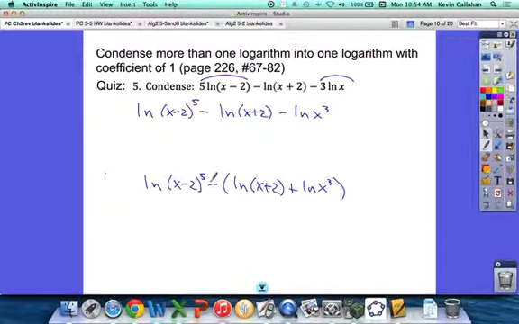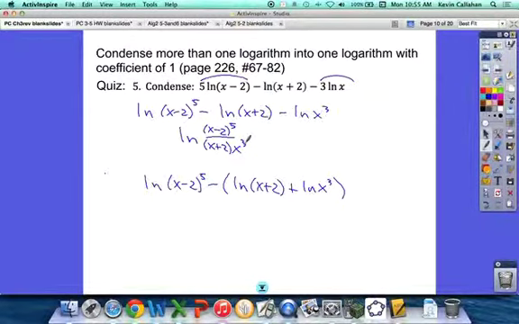Once you've got all these logarithms, remember what I said. Remember, you're writing one logarithm now, not more than one logarithm. ln, right? There's going to be a fraction inside. Everything inside a logarithm that is positive goes in the numerator: x minus 2 to the fifth. Everything that's in a logarithm which is negative goes in the denominator: x plus 2 times x to the third.